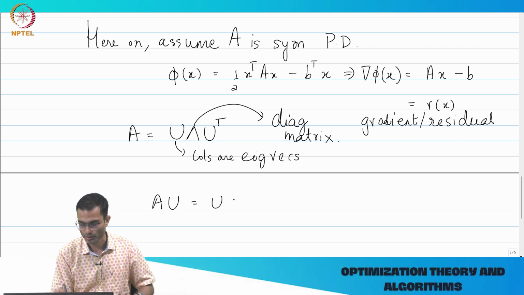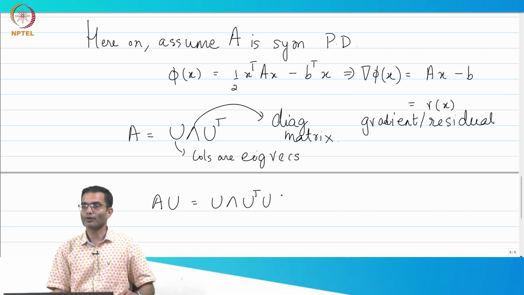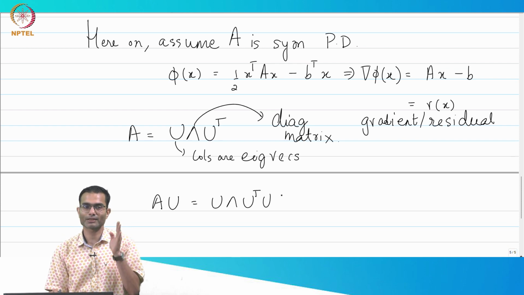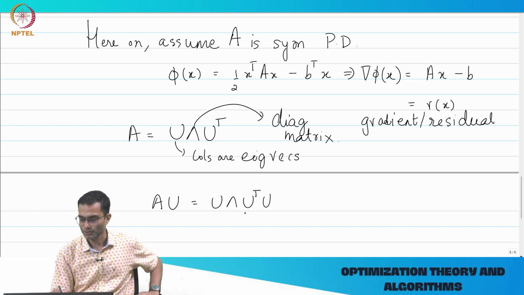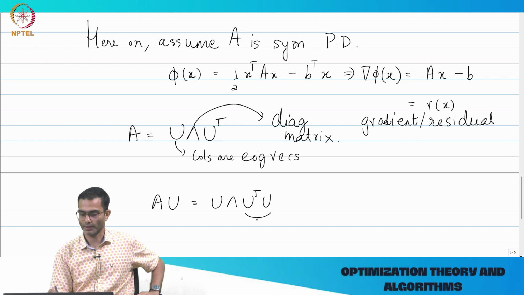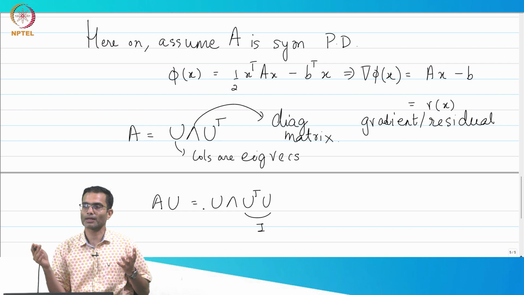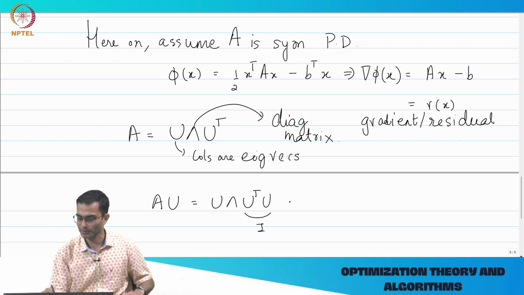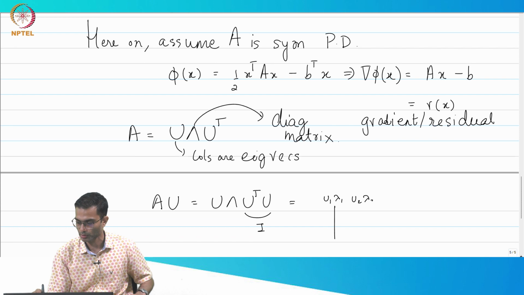I'll get U lambda, U transpose U. Now U consists of orthogonal columns. This is a property of positive definite matrices that the eigenvectors are orthogonal to each other, right? And in fact, you can orthonormalize them also. So this becomes what? Identity. Now U right multiplied by a diagonal matrix, what will happen? The lambdas will multiply each of the columns, right? So this will become like u1 lambda 1, u2 lambda 2, and so on.